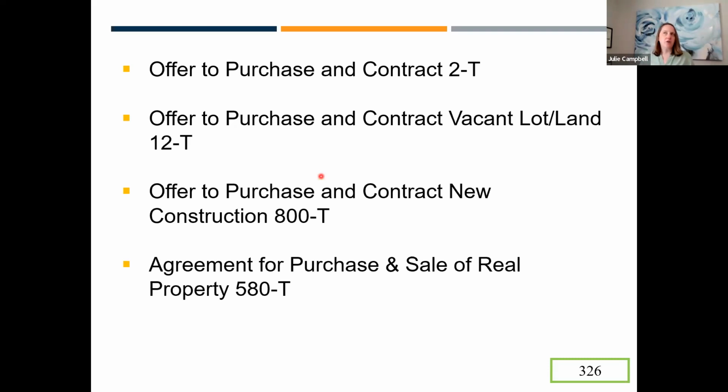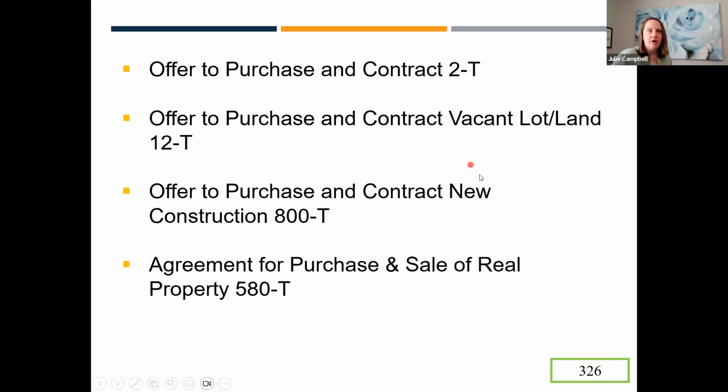It's been my experience over the years, talking to commercial agents, that 580T is a very basic and very generic form and doesn't apply to most commercial transactions anyway. So a lot of times in commercial sales transactions, attorneys are drafting the form for us anyway. But if you do have a simple commercial transaction, they do have some basic forms available.